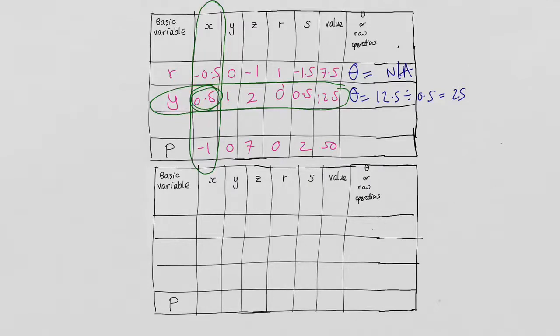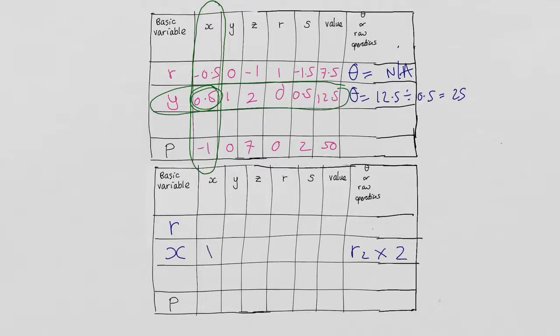So what I need to do is, I'm going to put an R in there first, and this time my Y is being replaced with X. I want all of this to be times by 2 to make that a 1. So I'm going to take row 2 and I'm going to times it all by 2.